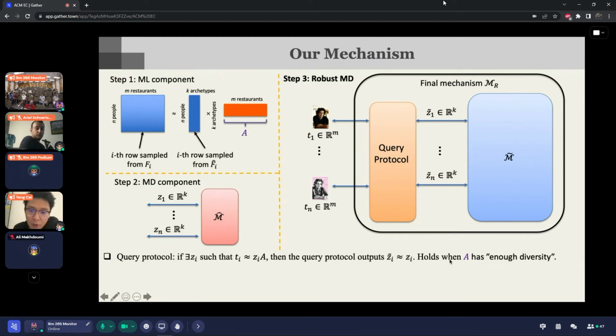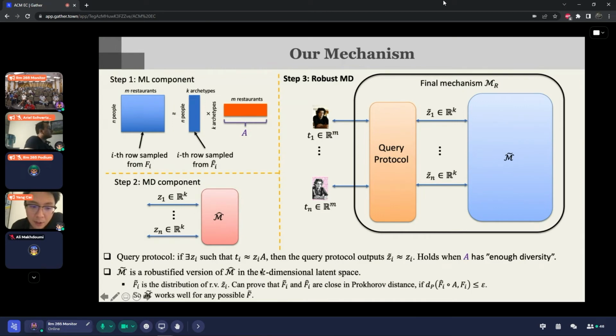But we managed to show that if A has enough diversity, you can actually achieve such a guarantee. So the query protocol asks a few queries and will learn some z tilde that's not far away from z. And then you submit these z tildes, basically the learned latent types of the bidders, to a mechanism m tilde, not the m hat that you design in step 2, some different mechanism. And this different mechanism is just a robustified version of m hat in the latent space.